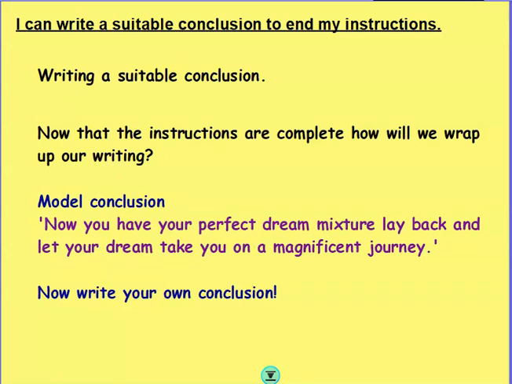So finally, when you've finished writing all your paragraphs, you need to write a suitable conclusion. We need to wrap up our writing. Now, it doesn't have to be very long. It's probably only a sentence, maximum 2 at most. So, for example, now you have your perfect dream mixture. Lay back and let your dream take you on a magnificent journey. Does that do it for you? Can you improve on that? What can you come up with? Off you go. Write your own conclusion.